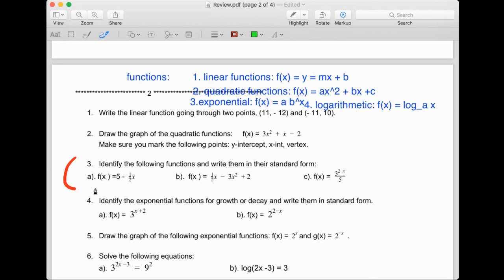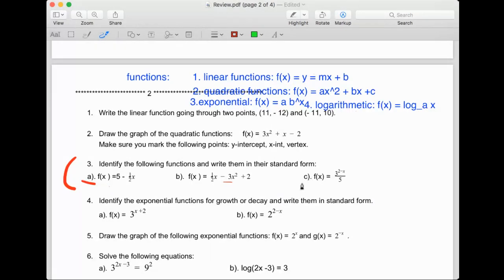All right, let's check. What do we think about the first function? We have 5 minus half x. That's a linear function. Written in standard form, how do we write it? Negative 1 over 2 x plus 5. And what kind of function is the second function? Quadratic. So we write it in terms of ax squared plus bx plus c, x squared term first: negative 3x squared plus half x plus 2.